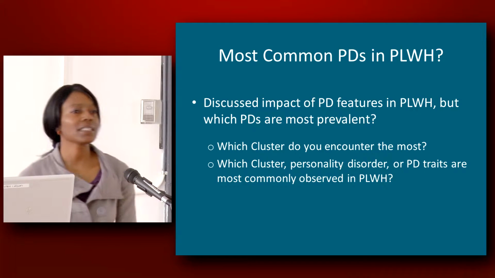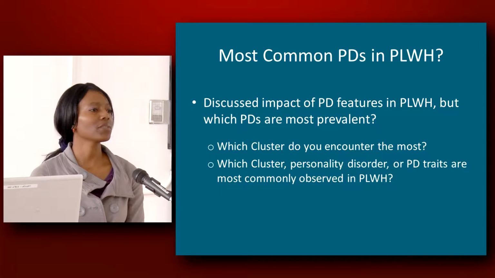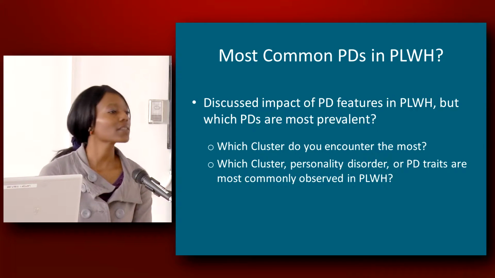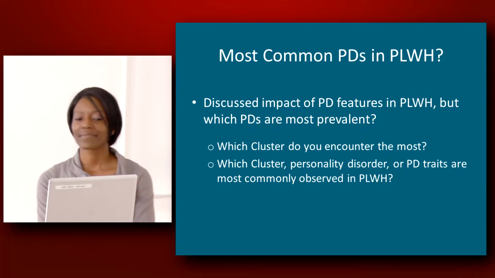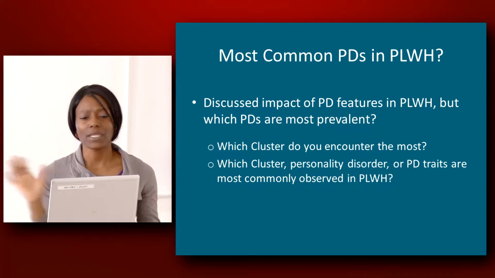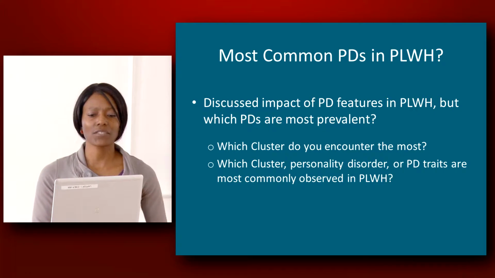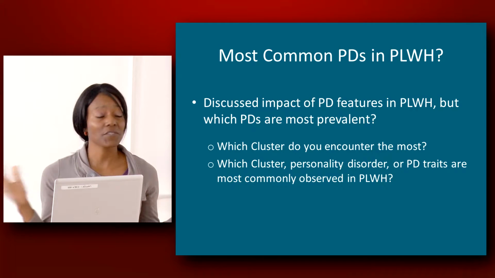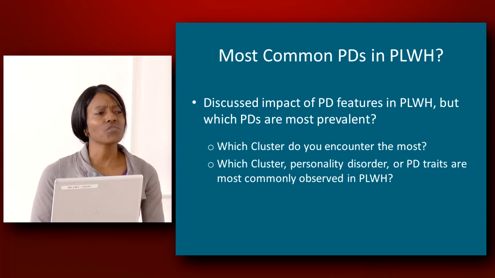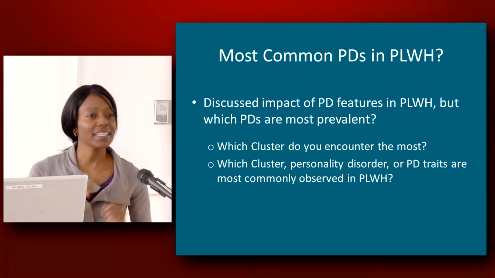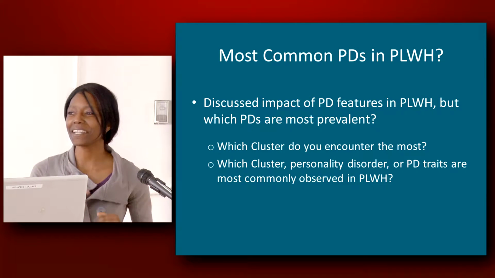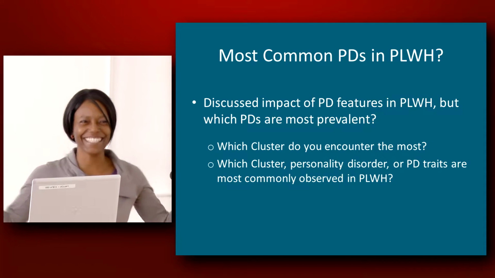Can you just remind me, the cluster C is the anxious, fearful cluster. So, the dependent personality, the avoidant personality. Cluster C, yeah. Okay, so cluster B and C. Anybody else? Okay, and just generally speaking, if you had to guess which cluster was most represented in people living with HIV, or which particular personality disorder, whatever you prefer, which would you say? Cluster A. Sorry? B. B and? A. A, okay. Anybody else? Someone shout out C, and then we have all three of them.